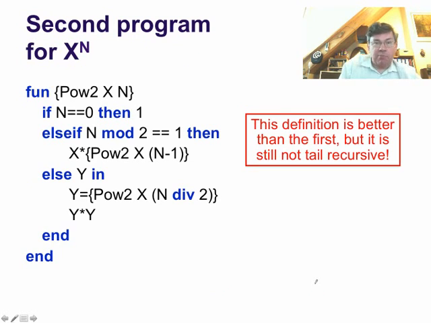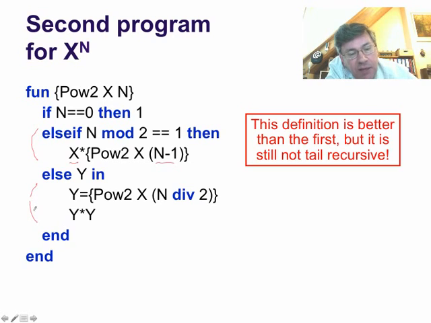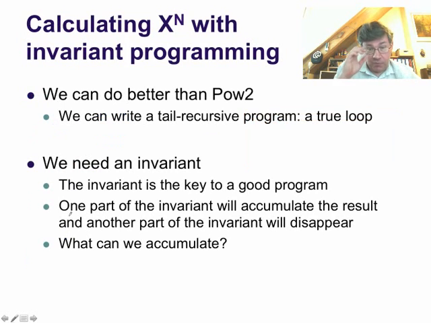So here is the second program, the one that uses the approach of using the square. So here we have, if n is odd, I do x times x to the n minus 1. And else n is even, I do y is x to the n divided by 2. And then I return y squared. So this definition is better than the first one, a lot better, but it is still not tail recursive. So how do we make it tail recursive?